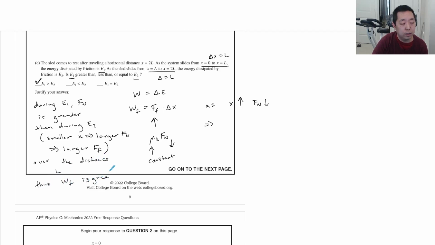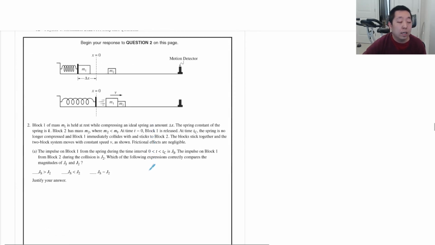Okay. All right, let's look at the second one. Block 1 of mass M1 is held at rest while compressing an ideal spring by an amount delta x. The spring constant of the spring is k. Block 2 has mass M2, where M2 is less than M1. At time t equals 0, block 1 is released. At time tc, the spring is no longer compressed. Block 1 immediately collides and sticks to block 2. The blocks stick together, and the two-block system moves with constant speed v as shown.